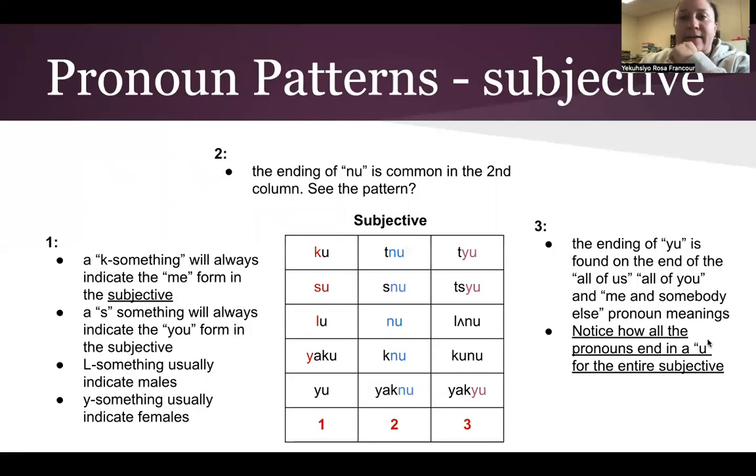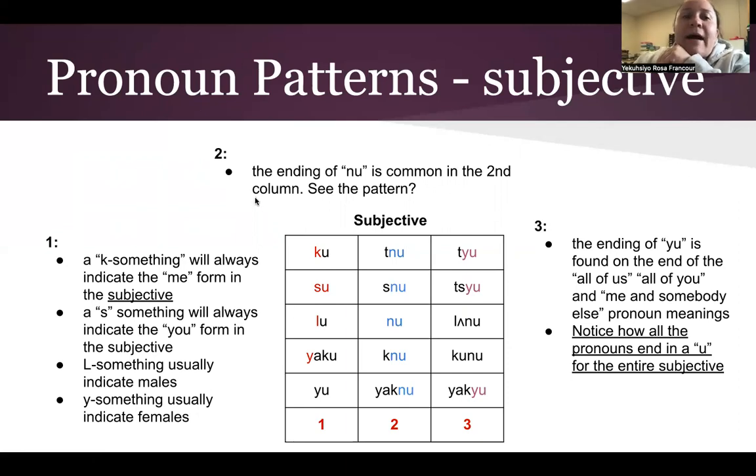So let's talk about the patterns in the subjective. First column, notice I also color code these patterns when I'm talking about them. Remember, a K something will always indicate me in the subjective. We see that K, the pronoun is gu. That something is the you of the stem. So that is gu. S something will always indicate you in the subjective. So that's zu. L's usually reference males. That's lu. Y's usually reference females.